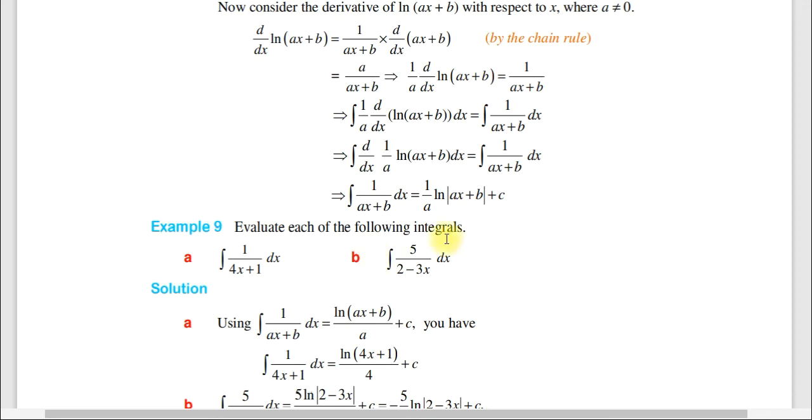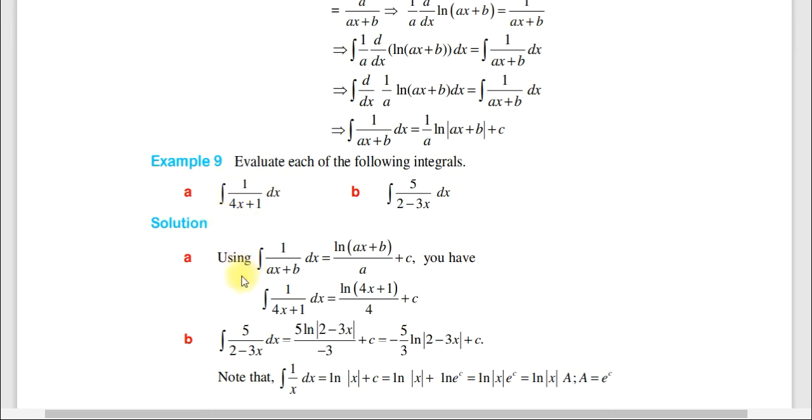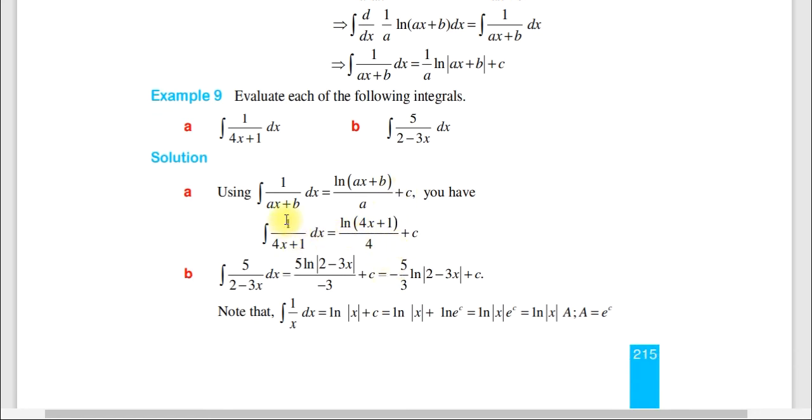5 times the integral of 1/(2 - 3x) dx. So for the first one, using the integral of 1/(ax + b) dx, which is equal to ln|ax + b| / a + c, we can use it. That means the integral of 1/(4x + 1) dx.